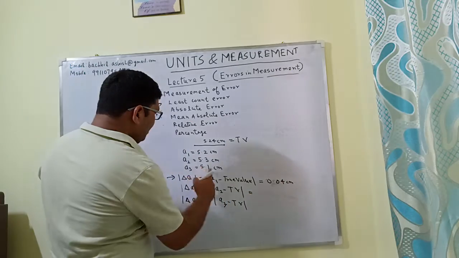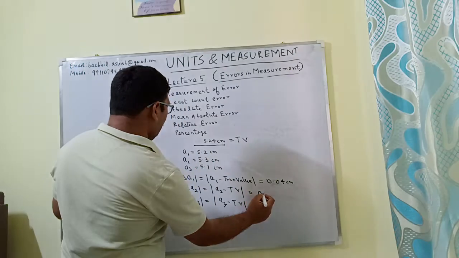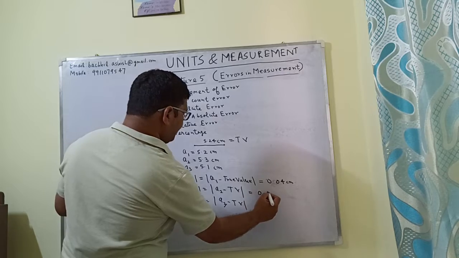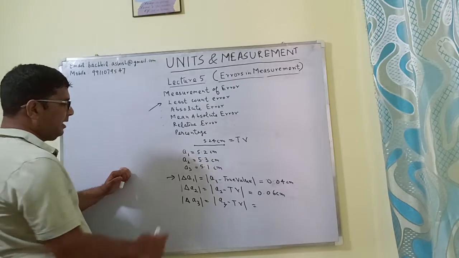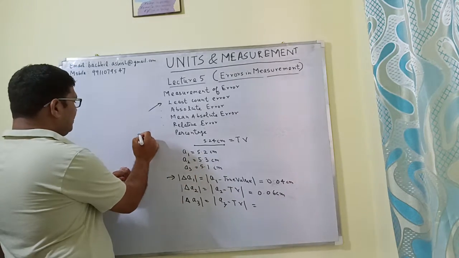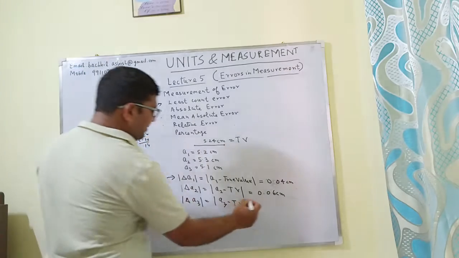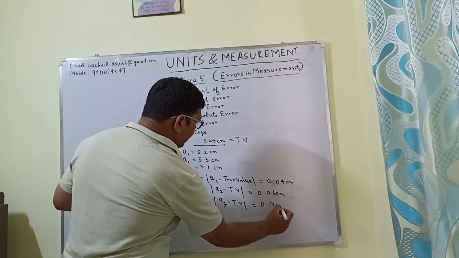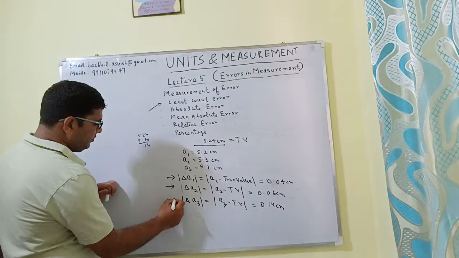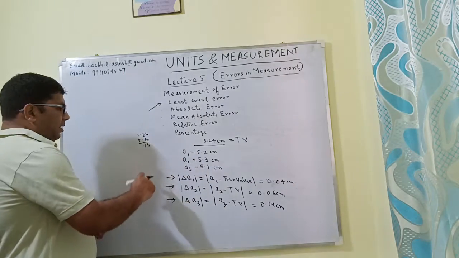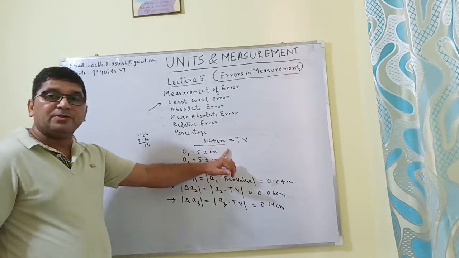What will come here? Here it will be 5.3, so this becomes 0.06. And how much will come here in A3? This is 5.1, so 5.1 minus 5.24 is equal to 0.14 centimeter. So these are the absolute errors of these three measurements. Okay. Now this is the calculation when the true value is known.